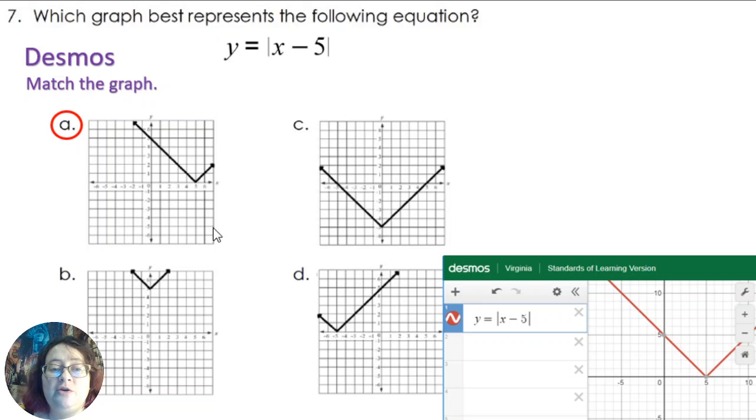If you had a couple of them that were close, I would check 2 points. Perhaps the vertex here and then the point here at (0, 5) would be another one we could check to see if they match up to the graph. But this one was pretty clear.